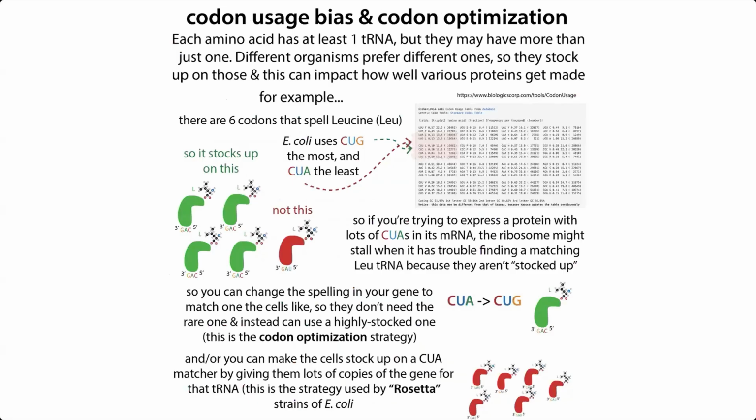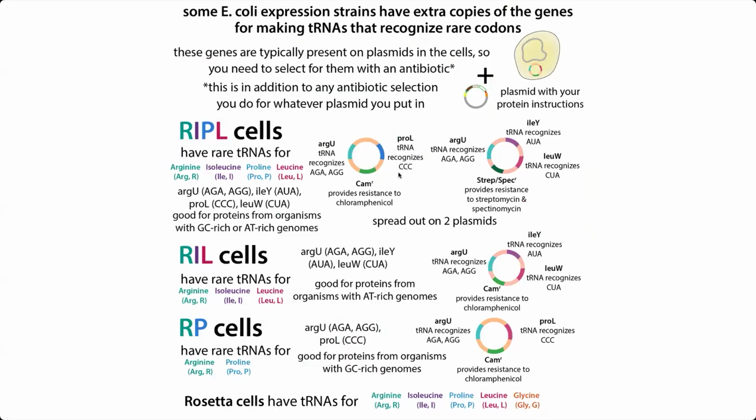This is the strategy taken by some types of cells like RAPL, RIL, RP, Rosetta cells. For RIL, this is saying arginine, isoleucine, leucine. It has extra rarer codons for these. And this is good for organisms with AT-rich genomes that use those codons more.